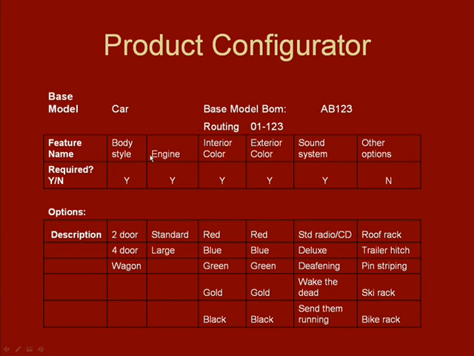The engine feature would offer the customer choices of standard engine or large engine, and likewise other features for interior color, exterior color, and sound system offer other options that the customer might choose. Finally, we have an option that we've called other option. It is not a required feature. The customer may choose or not from among the options listed here.